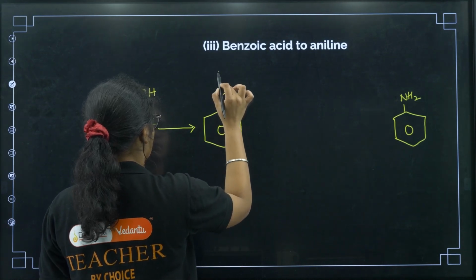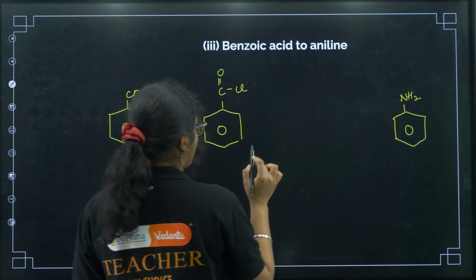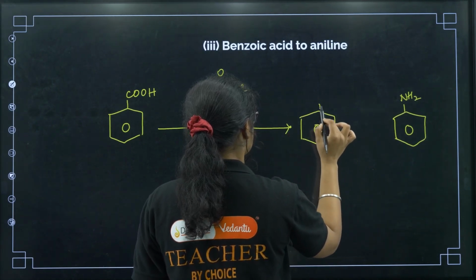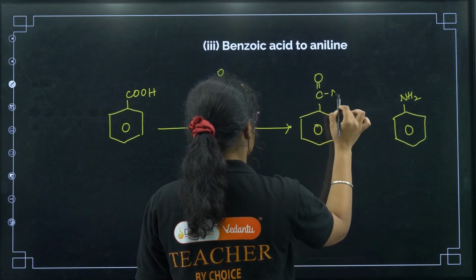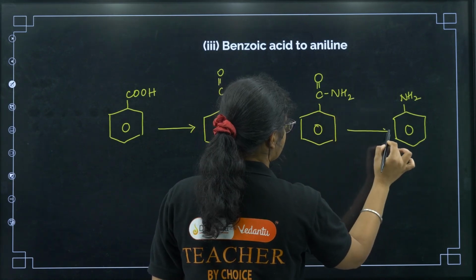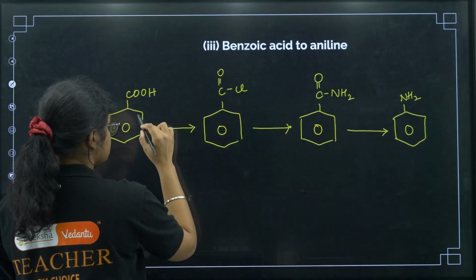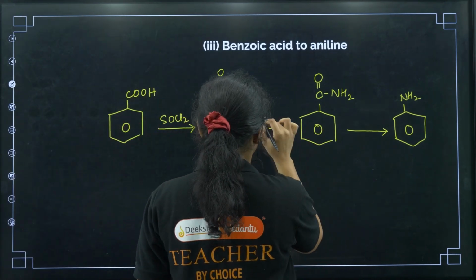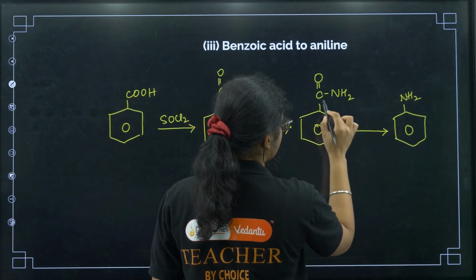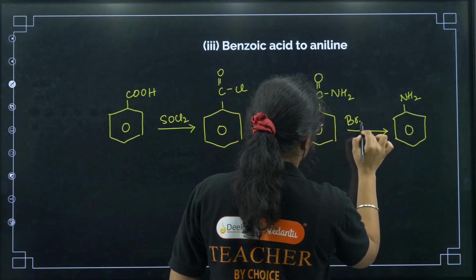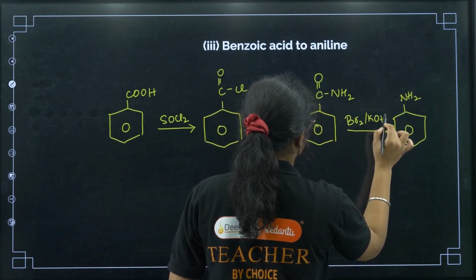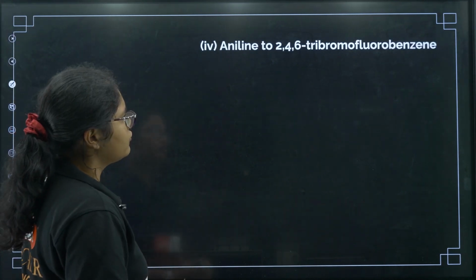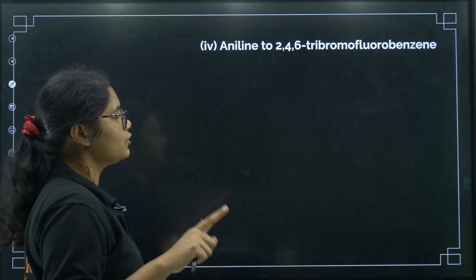So you have COCl, okay, and after this you have CONH2, okay, and after that you have bromine KOH. So the COOH, if I just treat it with SOCl2, then you will get COCl, then with ammonia you get the amide, okay. Then you will get here Br2 KOH, okay, done.